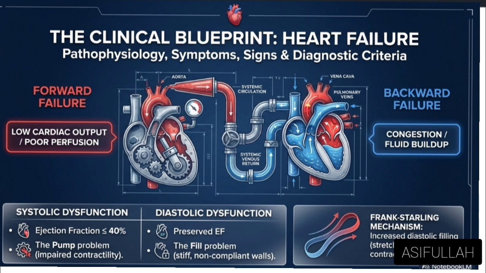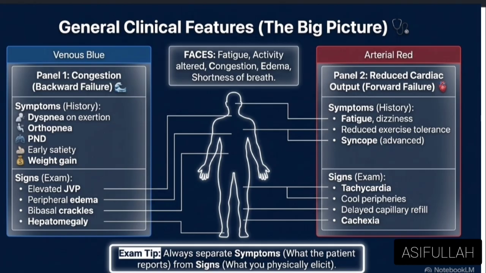And we absolutely cannot forget the Frank-Starling mechanism. Basically, up to a certain point, increased stretch equals increased snap. But when that mechanism gets pushed too far and fails, the whole blueprint just completely falls apart. So how do these mechanical issues actually show up in a patient?